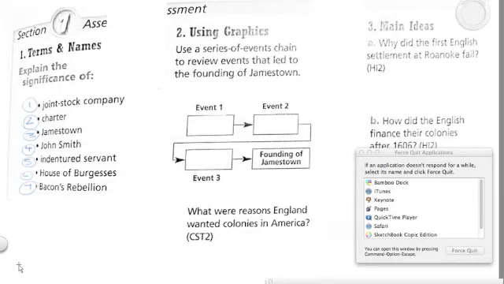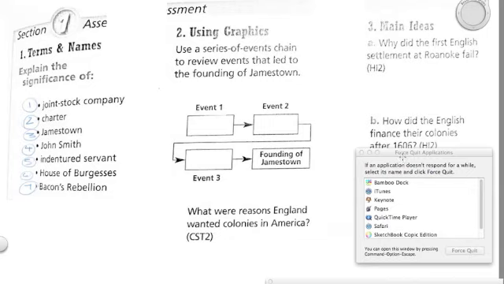Using graphics, using a series of events chain to review events that led to the founding of Jamestown. Event 1, Event 2, Event 3. What were reasons England wanted colonies in America? And then the last event being the founding of Jamestown.